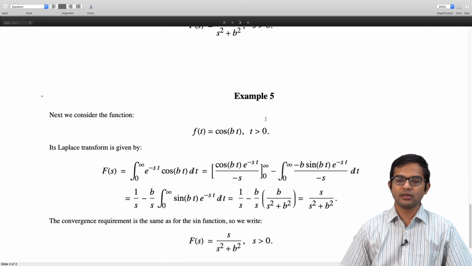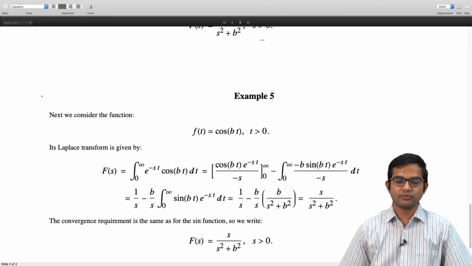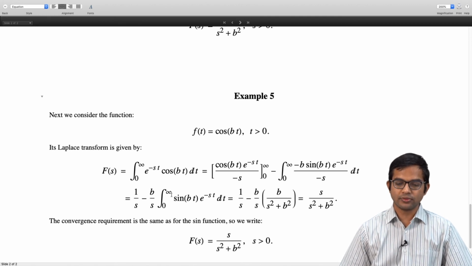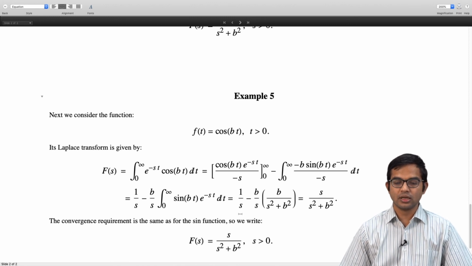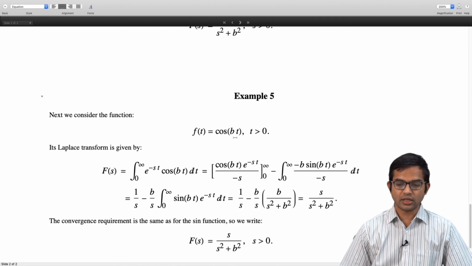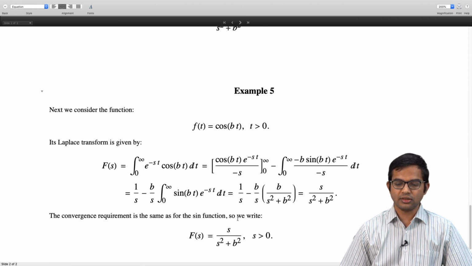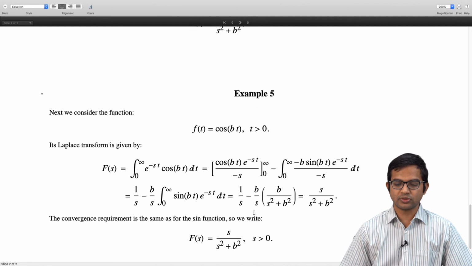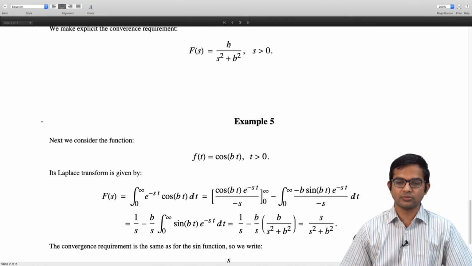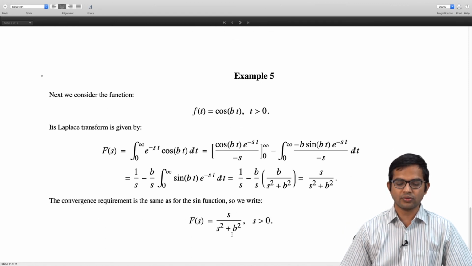We recall that it was essential that s should be greater than 0 for the Laplace transform of sine of bt to be meaningful, and so the same condition also holds for the Laplace transform of cosine of bt. So we see that for sine and cosine, the Laplace transforms look very similar to each other. You have 1 over s squared plus b squared in both cases, but one of them has a factor of b and the other one will have a factor of s.